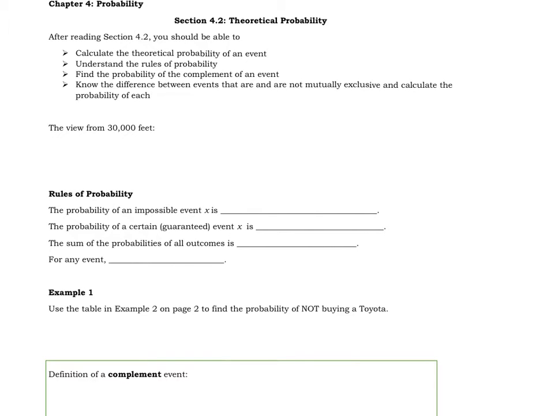All right, in this section we are going to talk about theoretical probabilities. Theoretical probabilities are probabilities that do not require that you do an experiment of any kind in order to find the probability of something happening.